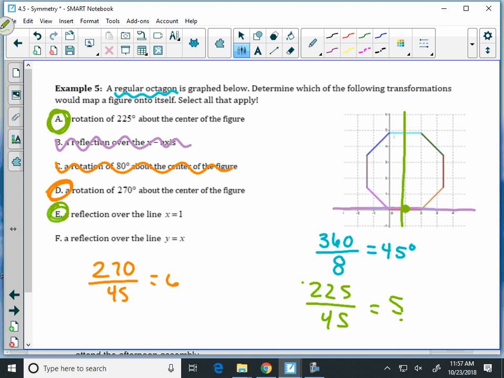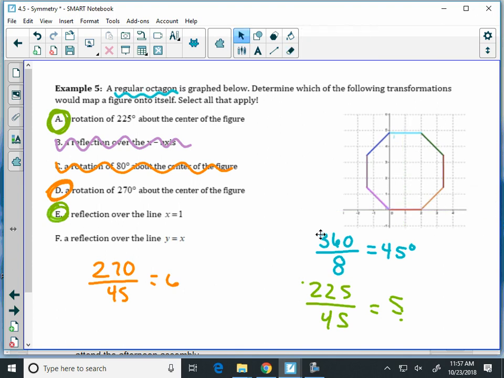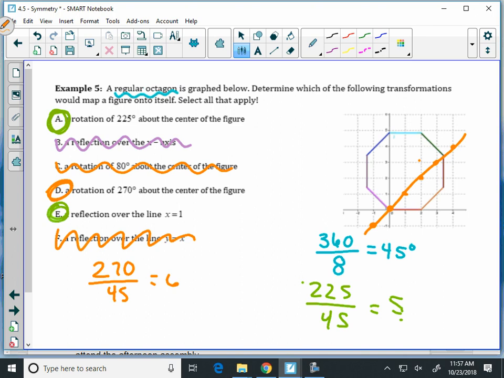And this last one says a reflection over the line y equals x. So we go to graph that line. I'm going to go to the center, the origin, and go up 1 over 1, and down 1 over 1. When we connect, is that a line of symmetry for the octagon? No. So that's not going to be an answer. It's not a line of symmetry. If we reflect over it, it's not going to map up onto itself. So those are your 3 correct answers.